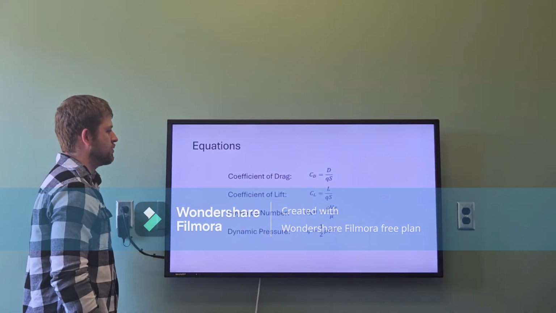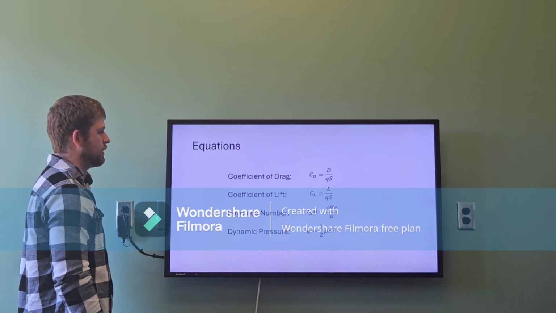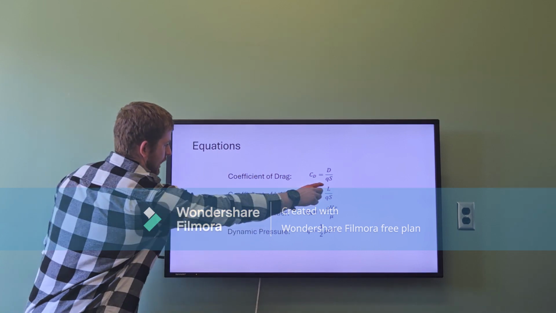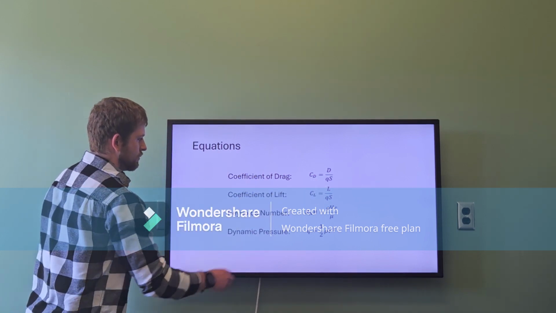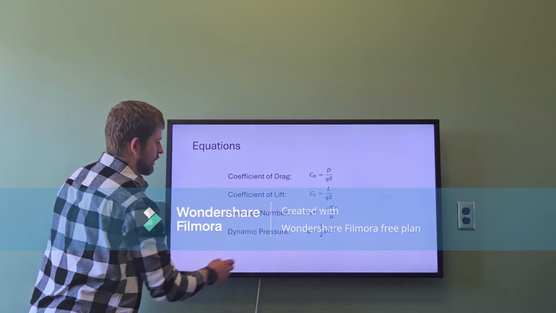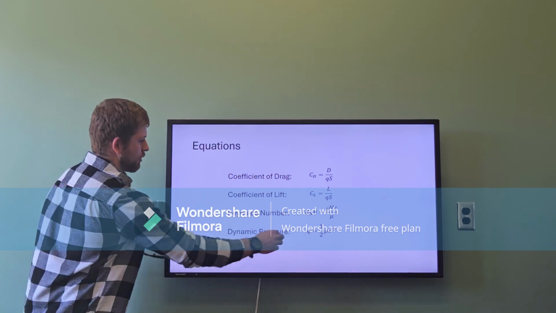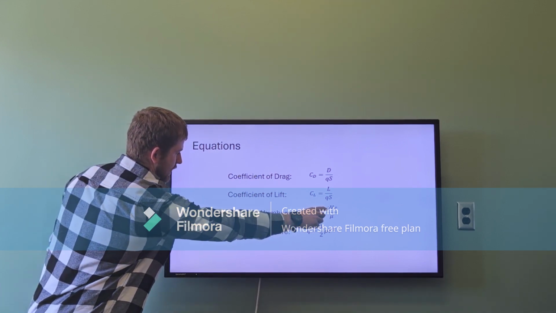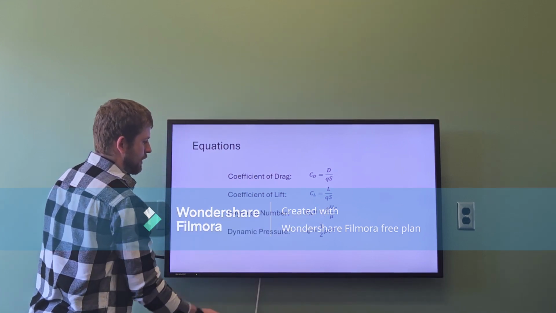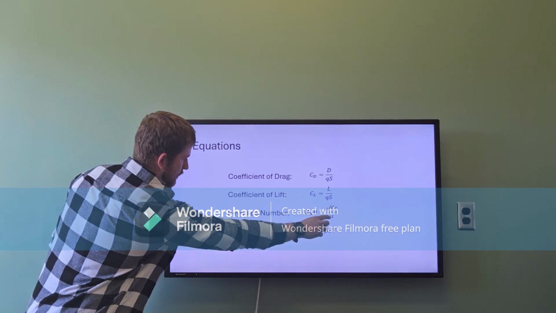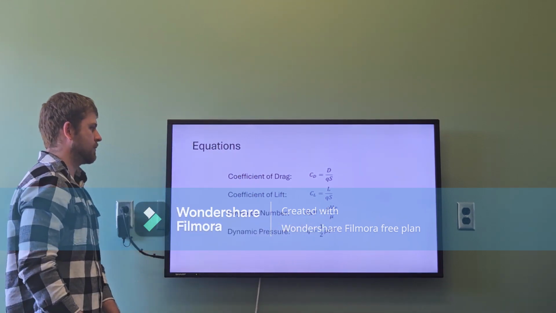So for our equations, we have our known values, which are going to be S, which is the wing area. We have the chord, and then accounting for air as our medium, we're going to use the density, which is rho, and our dynamic viscosity.